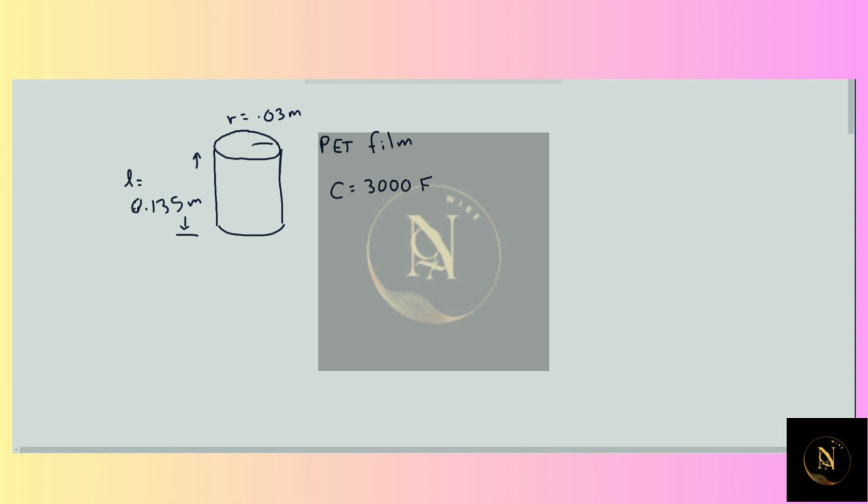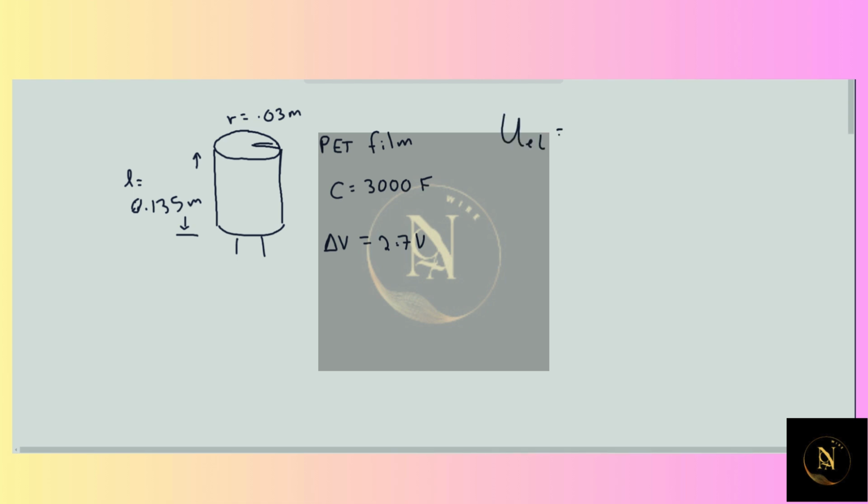So it is using PET film, polyester film, as a dielectric, and we're told that the capacitance is 3,000 farads. That is a lot, and that it is supposed to be operated at a voltage difference between its two terminals of 2.7 volts. So our first goal is to figure out the electrical energy stored in this capacitor.